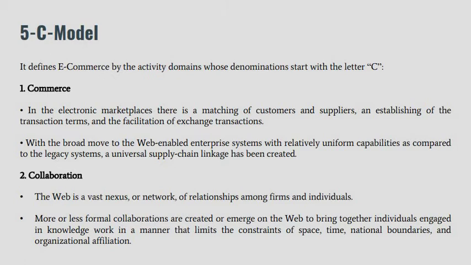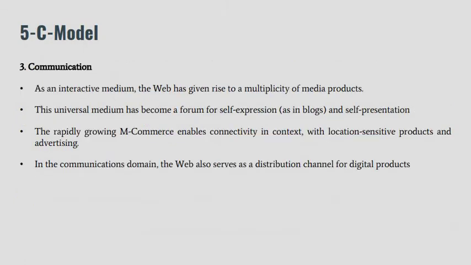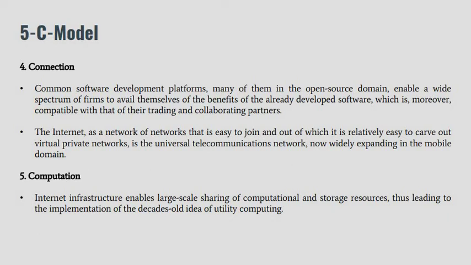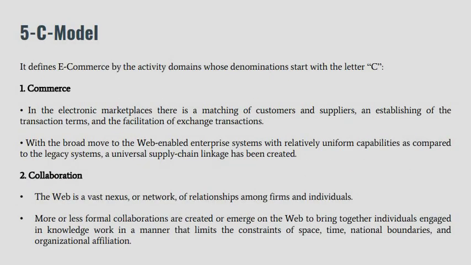So let's try to go through all the C's that we have. Number one is commerce, then we have collaboration, then communication, then connection, and computation. If all these five factors are involved, then we can say that e-commerce has been established. Let's go to the first one, commerce, which is of course very important and essential, because the name e-commerce itself has the word commerce, right? So there must be some exchange of goods and services.